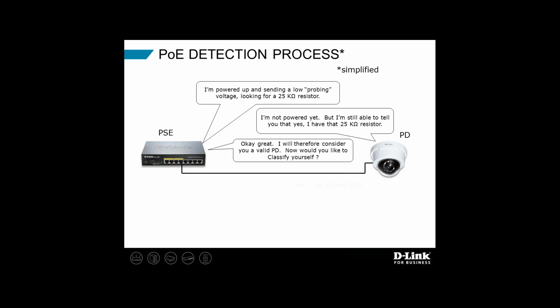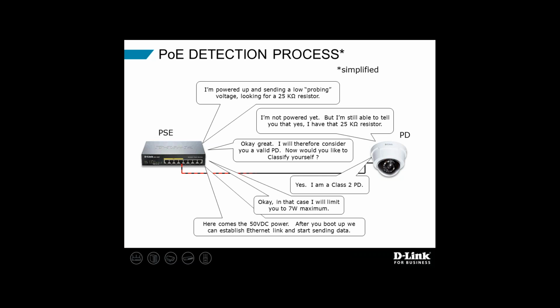Now there's an optional process called classification. Would you like to classify yourself? And in this case, the camera says, yes, I'm a Class 2 PD. And so the PSE understands that, and says, okay, since you're Class 2, you're telling me you'll never need any more than 7 watts, so I'll limit you to 7 watts maximum. And now I'm going to apply the roughly 50 volts of DC power on the wire, and you can boot up. And after you boot up, then we can establish Ethernet link, and we can start sending data.